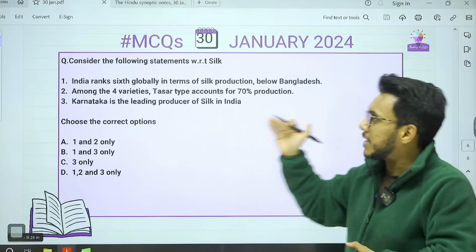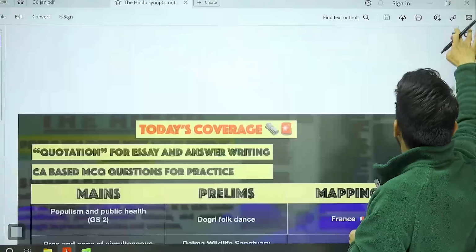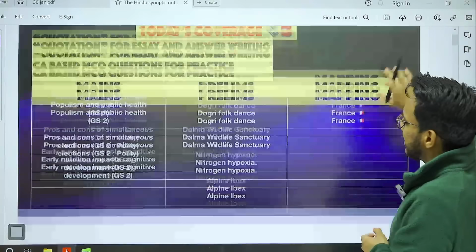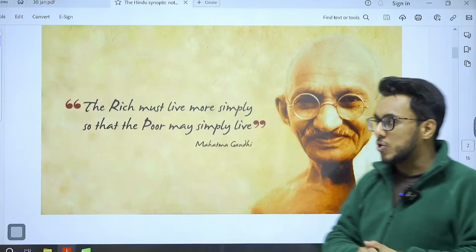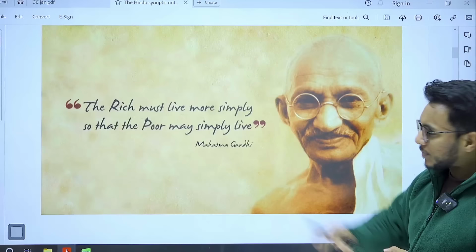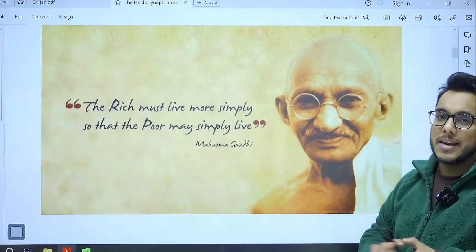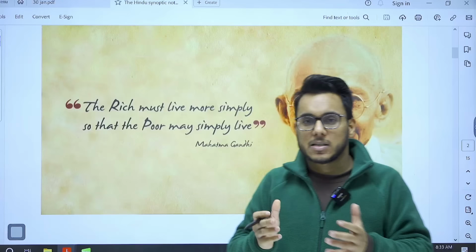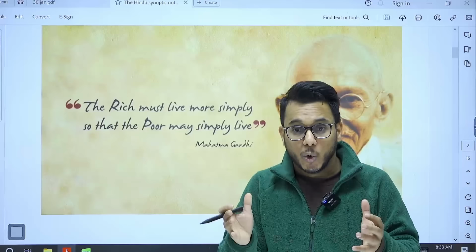Now let's start with the discussion of the articles. First, we start with the GS quotation that you can use in your essay as well as mains examination questions. Today we are going to take a quotation from Mahatma Gandhi. Gandhiji says that the rich must live more simply so that the poor may simply live. So rich people, once they have excess, should not be driven by show off, excess consumption and self-gratification.